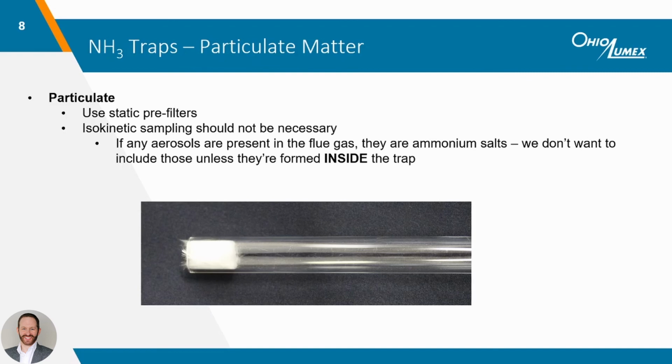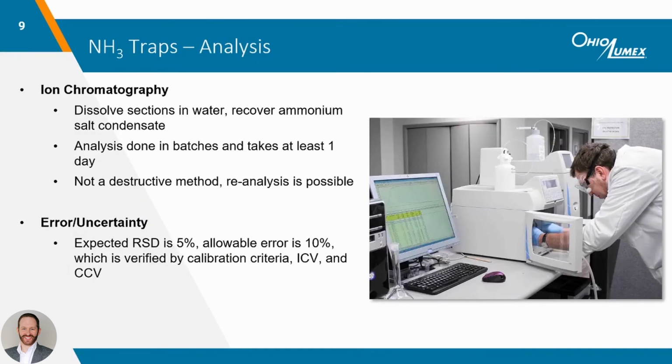particulate matter. I won't go into detail on how the sorbent traps are analyzed, but I'll highlight a few key elements that are important for anyone interested in using ammonia sorbent traps. When you send your ammonia traps to our lab, we will rinse out the condensate, dissolve the sorbent, and analyze the traps for total ammonium content by ion chromatography.